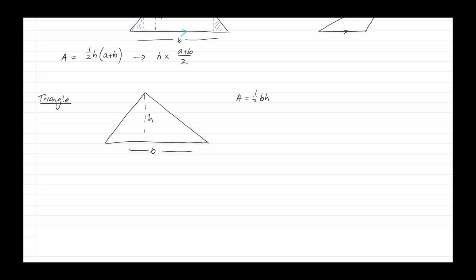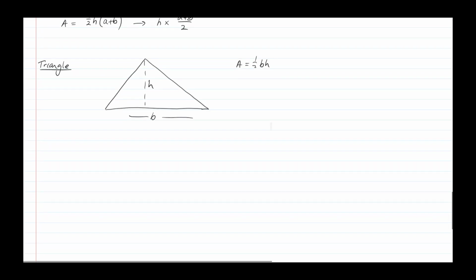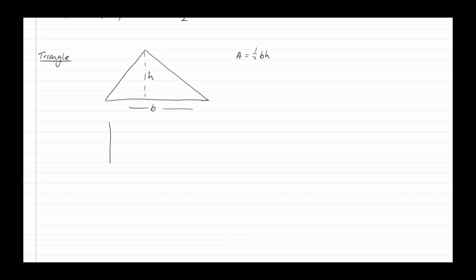But there's other variations of triangles. You might get lucky and have a right angle triangle, and a right angle triangle is actually half a rectangle and pretty easy, and it turns out the height is just one of the side lengths. So we still get area equals a half base times height.